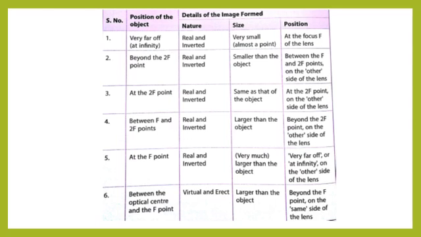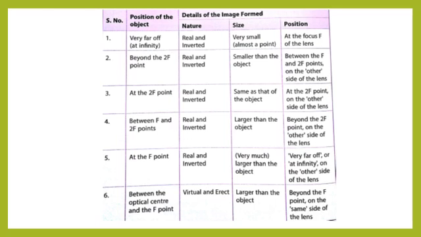And when the object is at the 2f point of the lens, then a real and inverted image is formed, and it is of the same size as the object, and it forms at the 2f point on the other side of the lens. When the object is between f and 2f points of the lens, then a real and inverted image is formed. It is larger in size than the object, and it is formed beyond the 2f point on the other side of the lens.